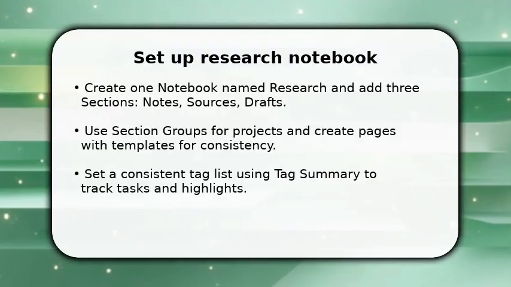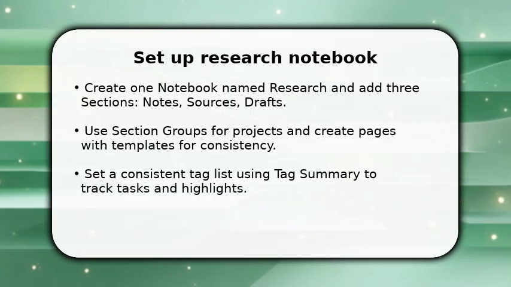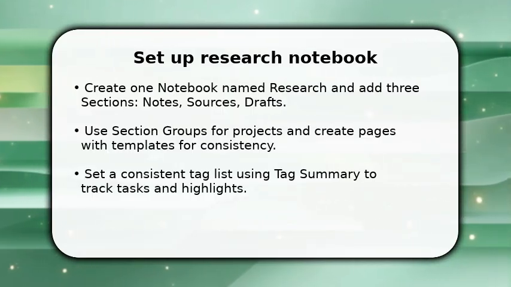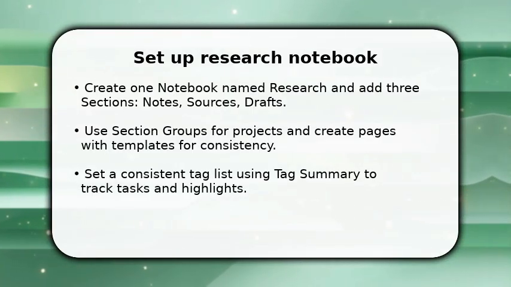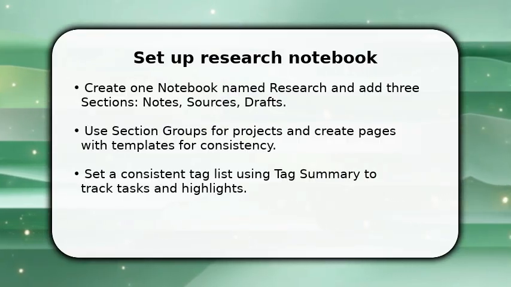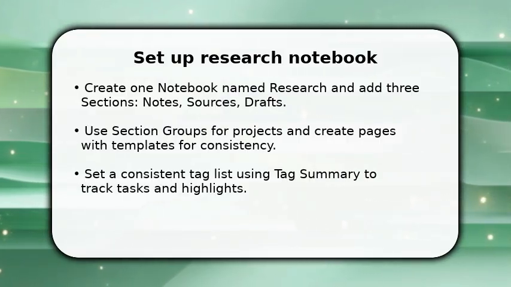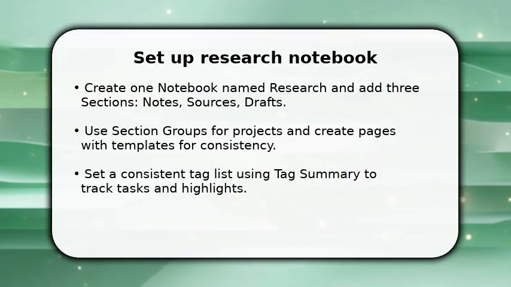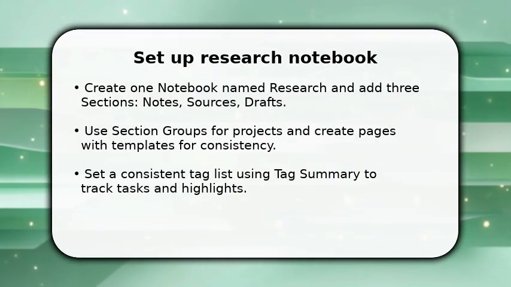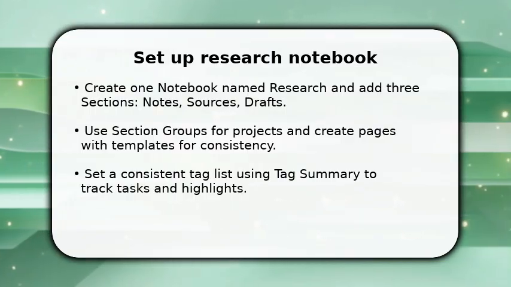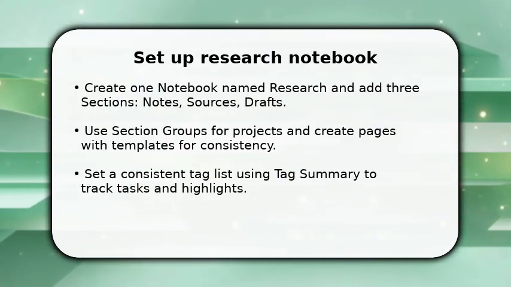Start by creating one notebook named Research and keep it synced to OneDrive. Create 3 sections for each project phase: notes, sources, drafts, and use section groups. Add pages for each article or book and apply a simple template for title, date, and citation fields. Customize the right pane layout to show page versions and history for provenance.